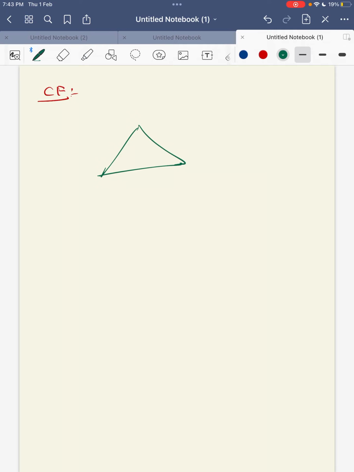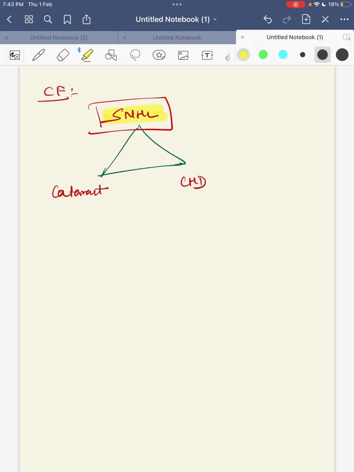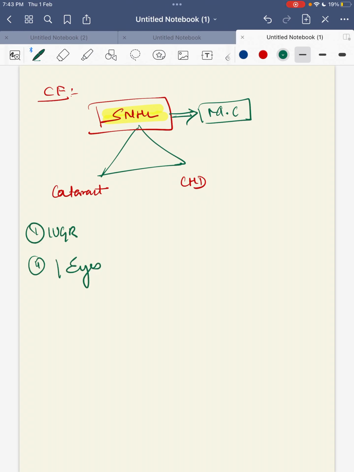Next, moving on to its clinical features. You all know the triad of congenital rubella syndrome: sensorineural hearing loss, cataract, and congenital heart disease. Among these three, the most common finding is sensorineural hearing loss. Next, apart from these three, the baby will be an IUGR child.